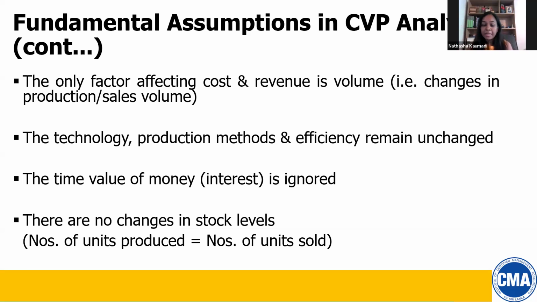We identified many assumptions, I would say. So all these assumptions are limitations of CVP analysis. Then why are we using this CVP analysis? Why are we learning this? If there are so many issues like this, if there are so many limitations, why are we learning?